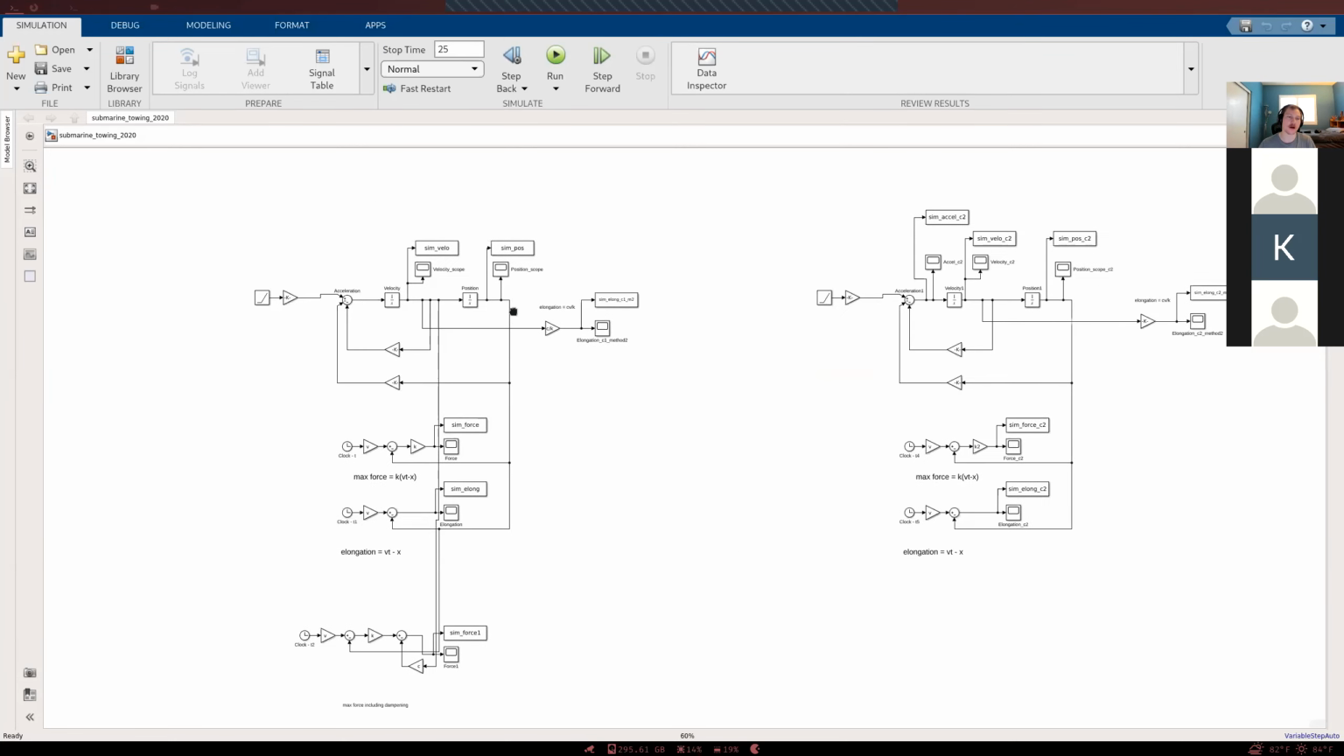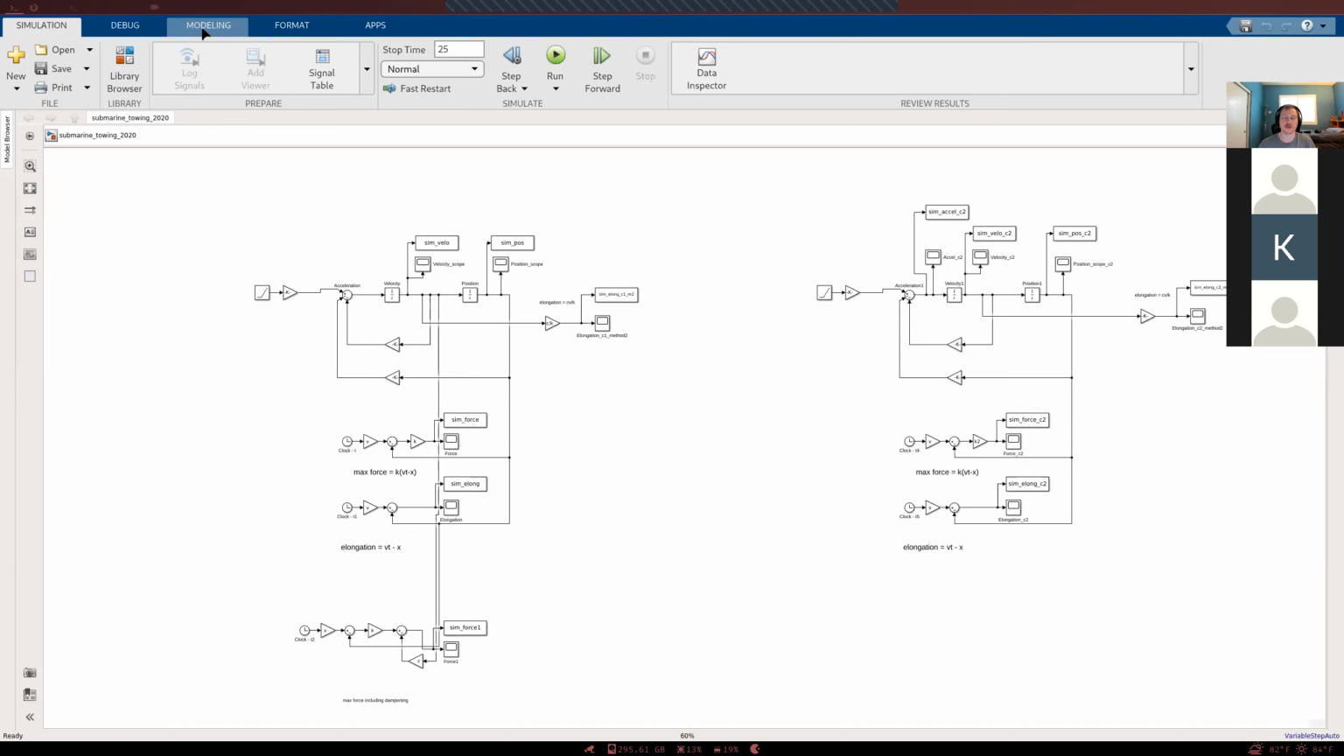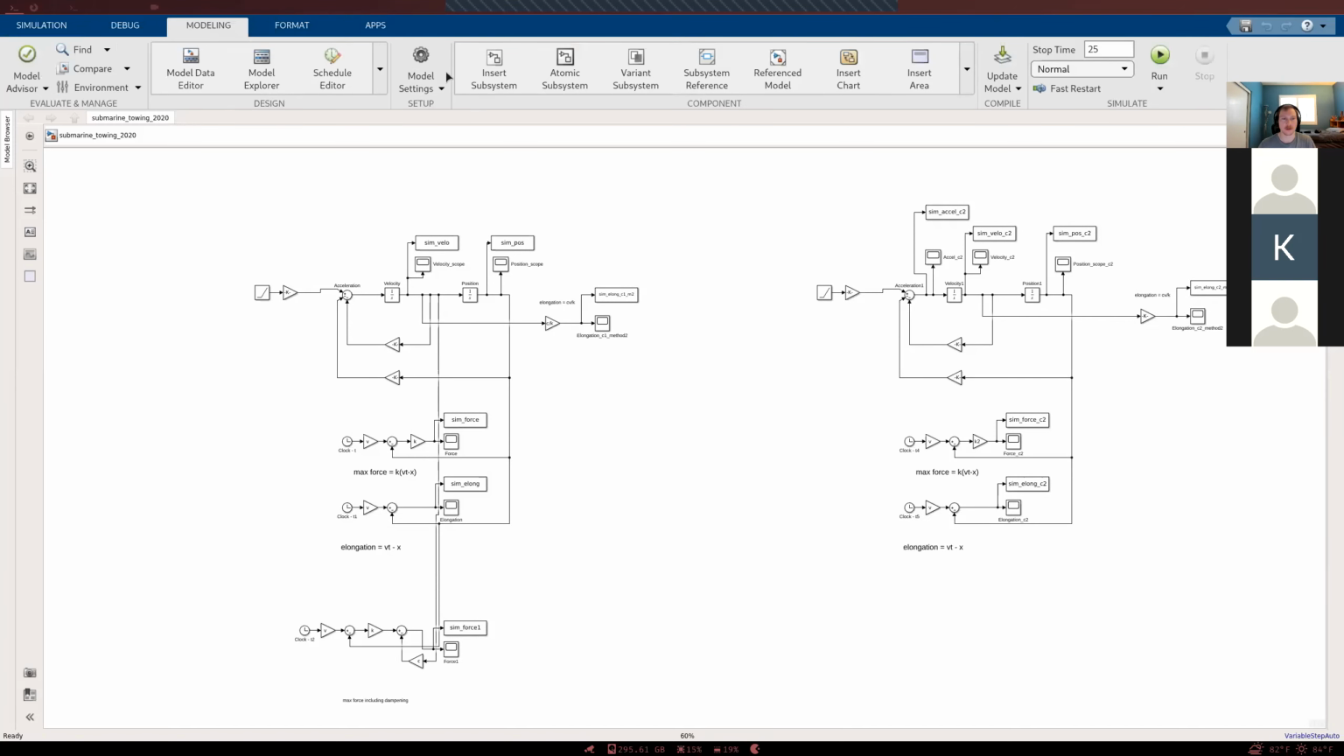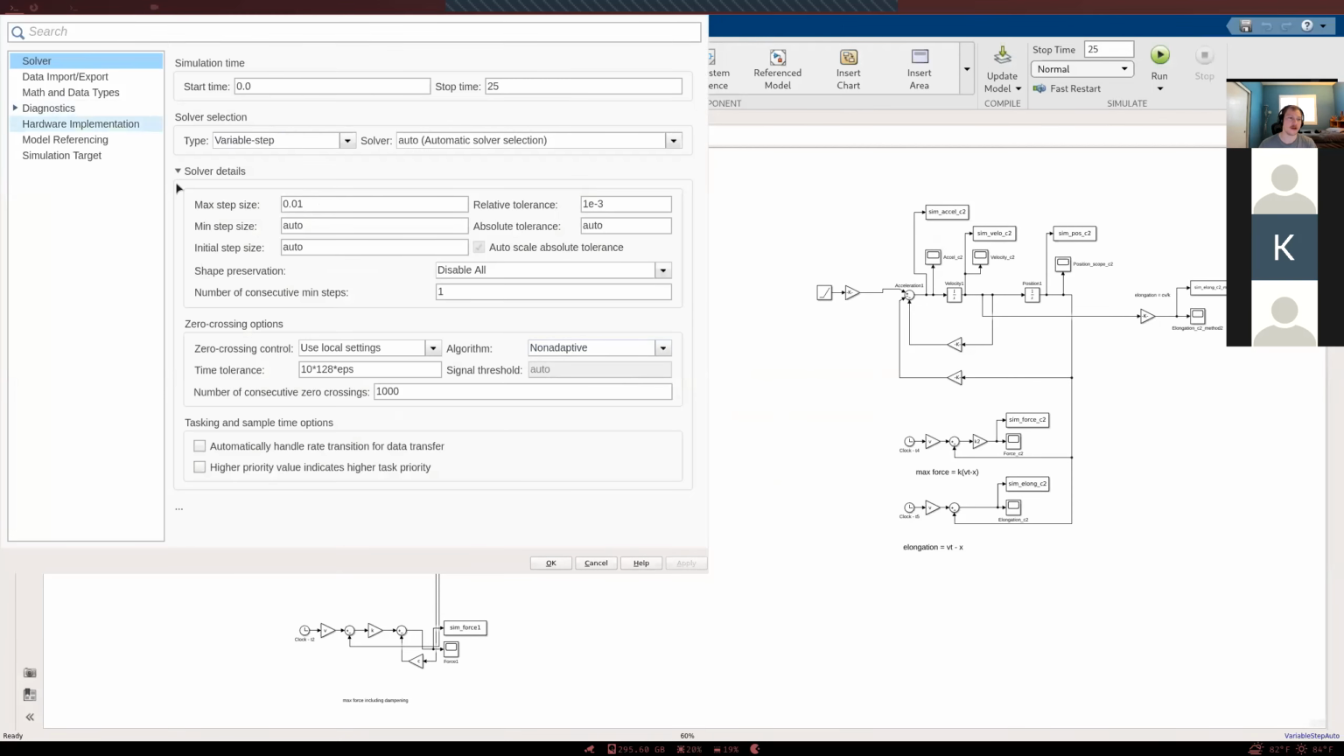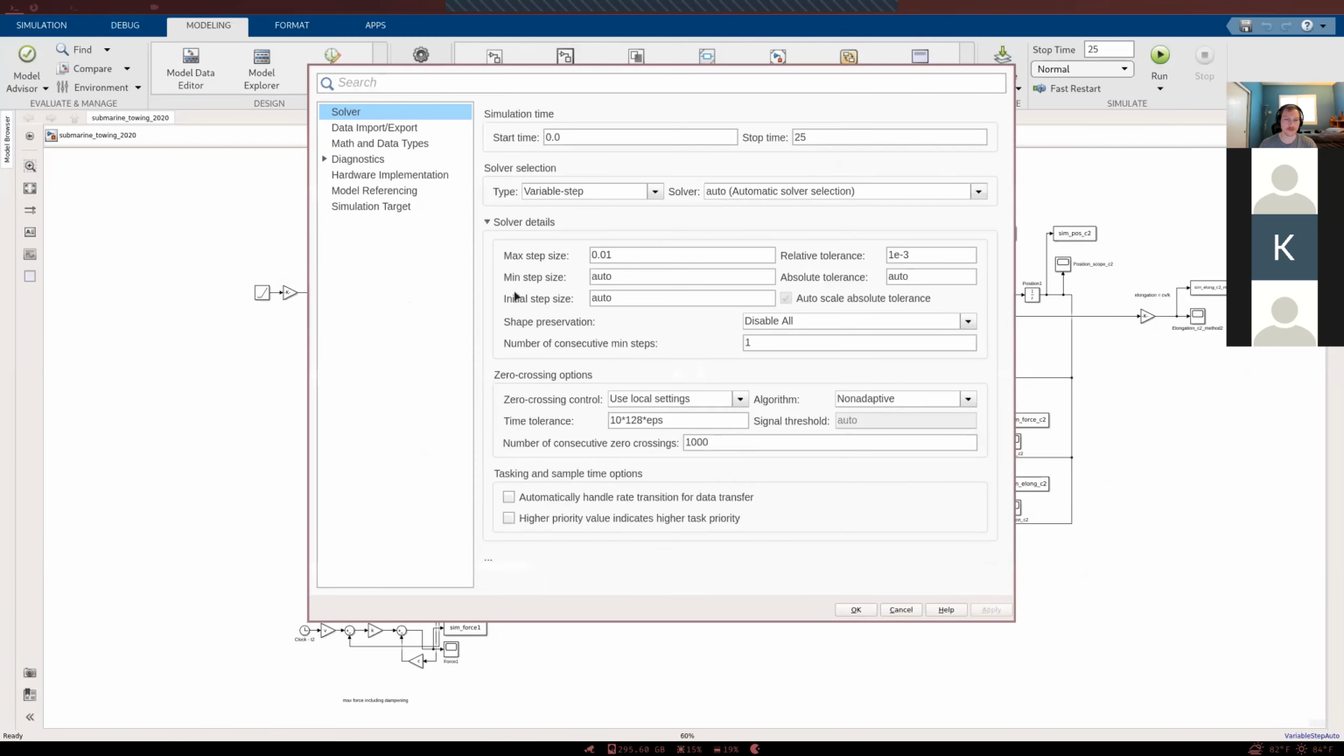So I'm in Simulink right now, and I'm going to go up to modeling on the top here. And then I'll click on model settings. And then inside of here, I'm going to go to the solver selection. So it's showing a variable step right now. So we can either have variable step or we can have fixed step. In this case, I have it set to variable step. And then we just have to change the max step size to 0.01.